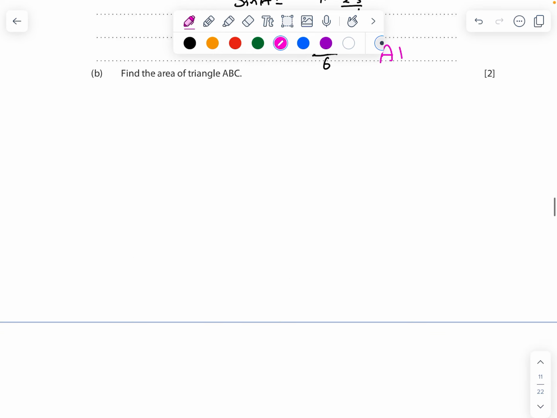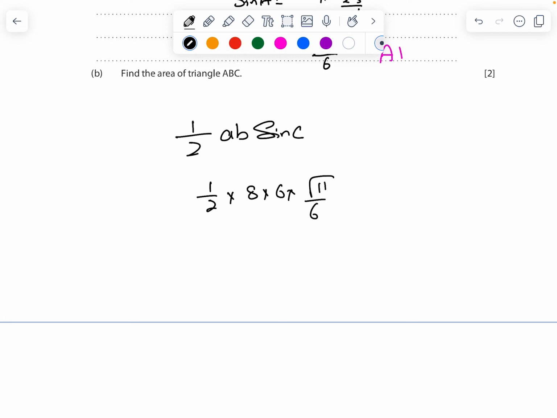Find the area of the triangle. Area of a triangle formula is half ab sin C. So therefore, half times 8 times 6 times root 11 upon 6, which is going to be 4 square root 11. 2 marks question. So this is accuracy 1 mark and accuracy 1 mark.